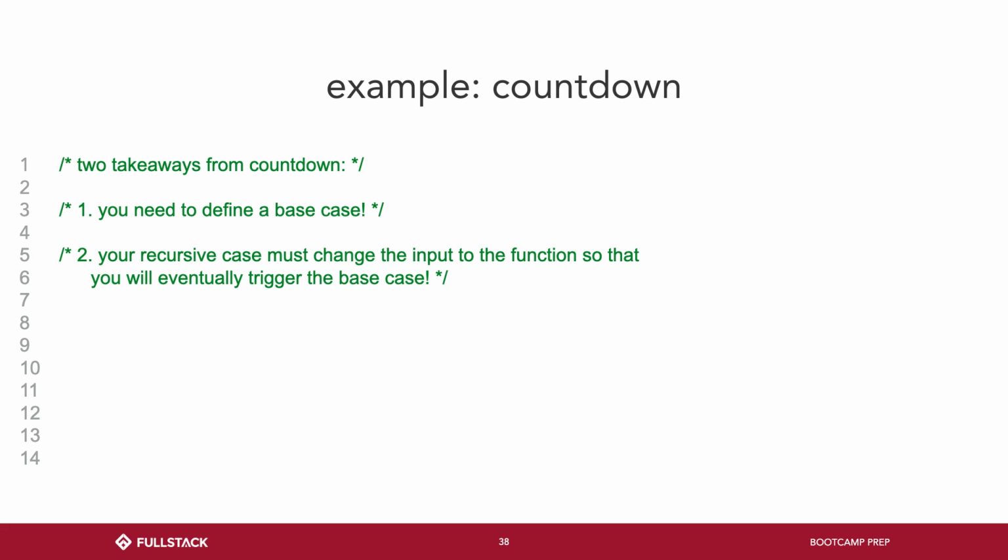So 2 takeaways from this countdown is that you need to define a base case. That is very important and the only way that you can break out of recursion. And your recursive case must change the input to the function so that you will eventually trigger that base case, right? So every time we passed in num minus 1, right? Yes. Okay.